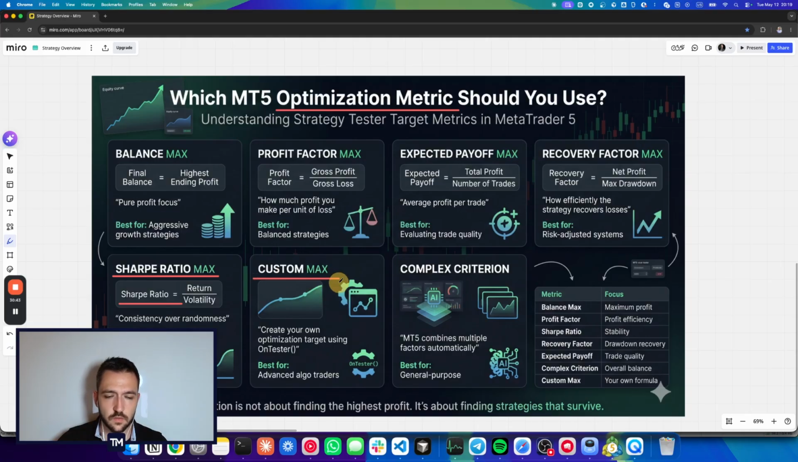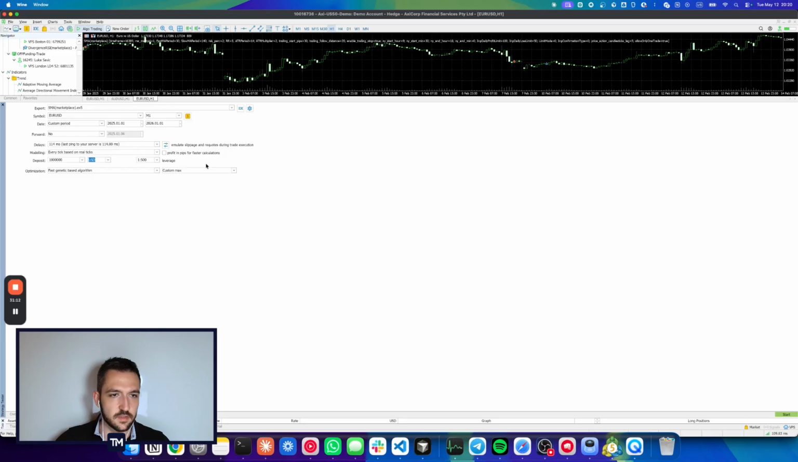You can also create your custom ones. Again, I say Sharpe ratio, the one I really like. The balance max is just, you know, the pure profit, so you can use even that. And the recovery factor, I think, is very interesting. Recovery factor and gross loss are kind of connected, but recovery factor takes the whole drawdown into account. So yeah, these were all the different values for the metrics.